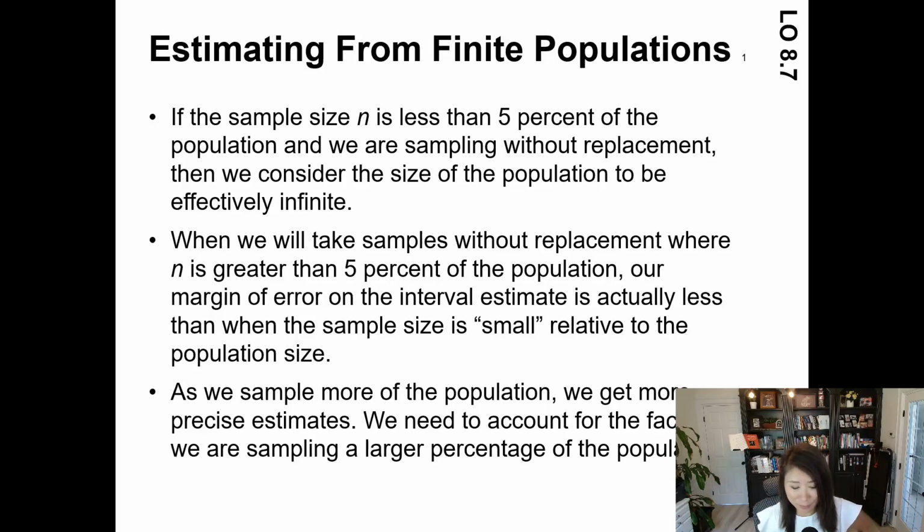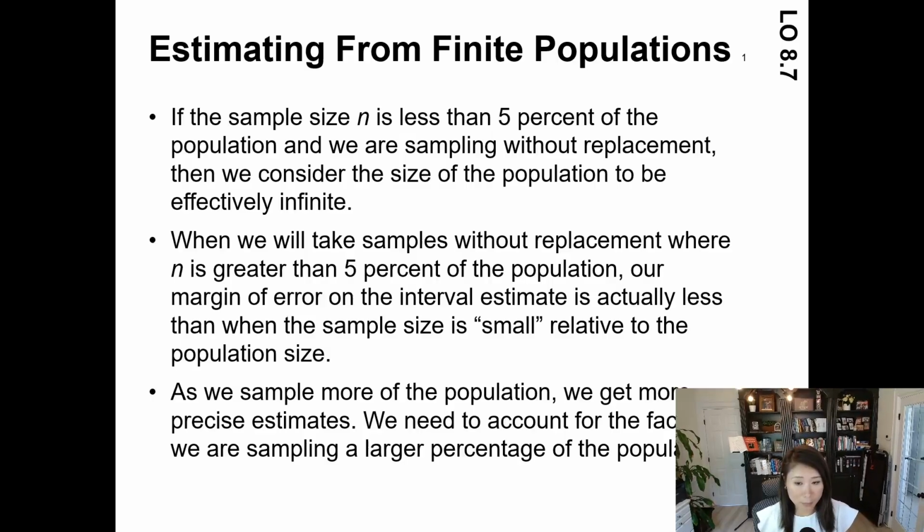Because it is without replacement. So as you can imagine, that sample gives you all the information you can get from your population. So your interval should be narrower based on the finite population, because your sample information gives you more accuracy, more precision, right? As we sample more of the population, we get more precise estimates. We need to account for the fact that we are sampling a larger percentage of the population.